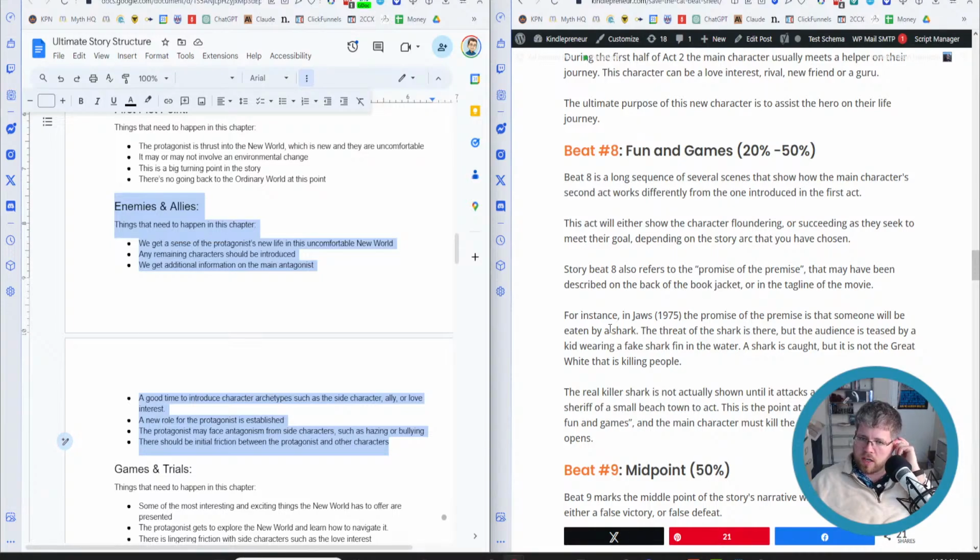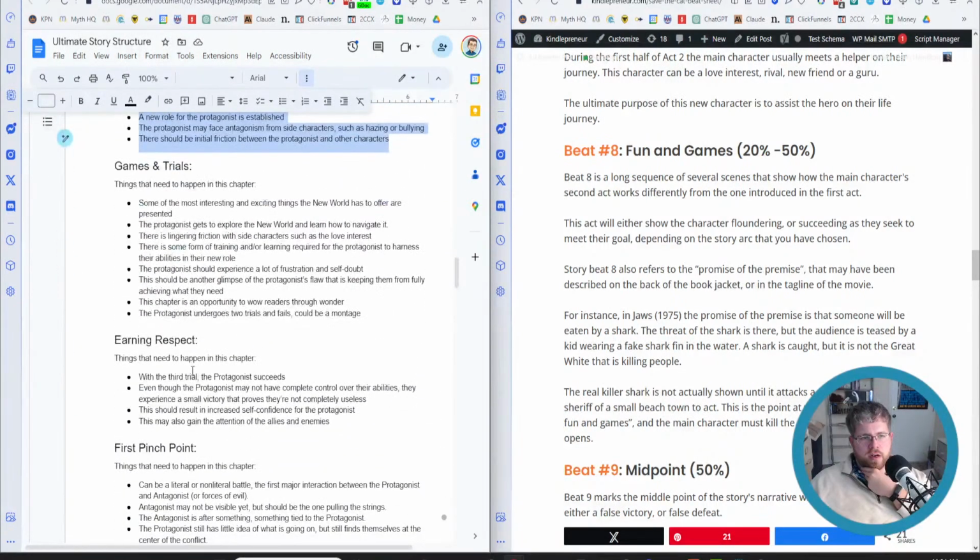For instance, in Jaws, the promise of the premise is that someone will be eaten by the shark. Okay, this is good. Promise of the premise. We should put that in here somewhere.